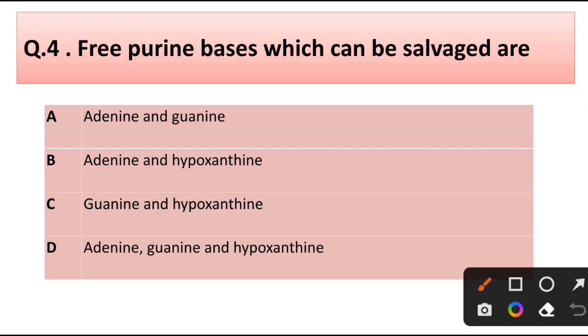Question number 4. Free purine bases which can be salvaged are adenine and guanine, adenine and hypoxanthine, guanine and hypoxanthine, or adenine, guanine and hypoxanthine. Correct answer is option D, adenine, guanine and hypoxanthine.